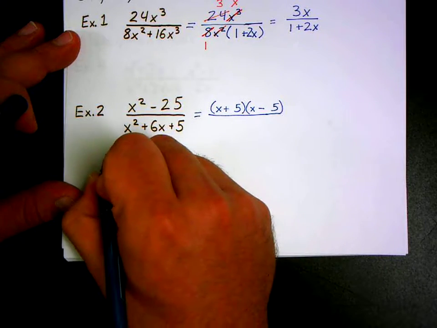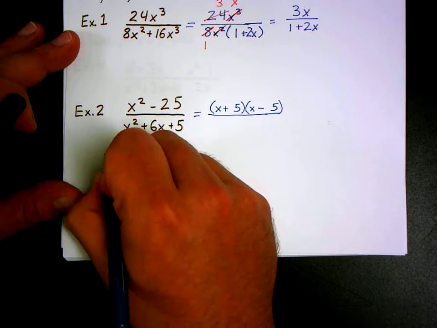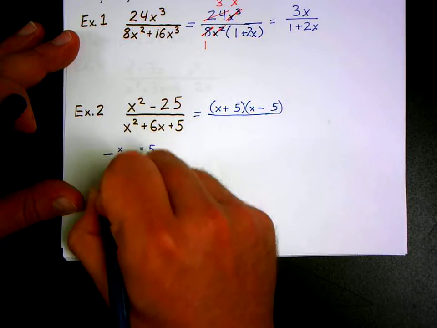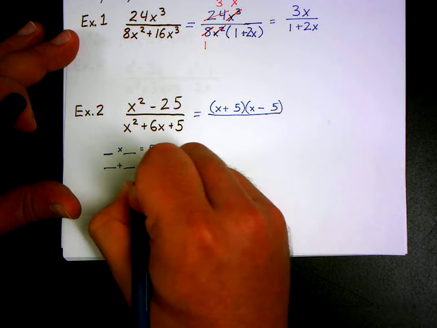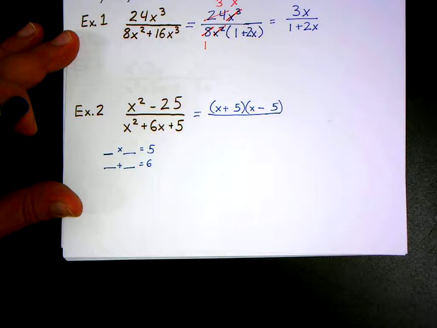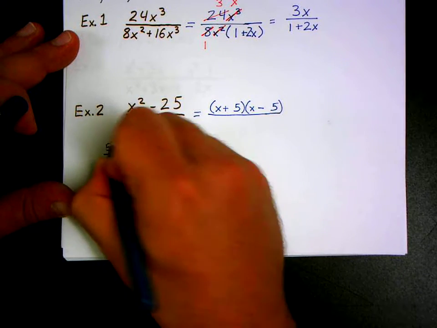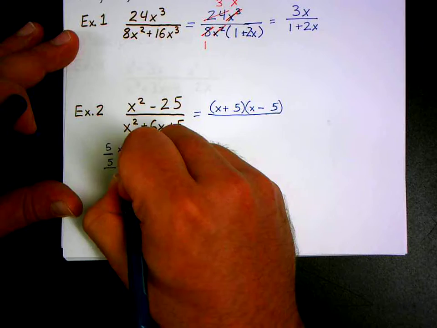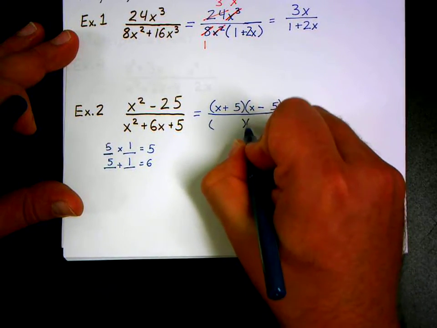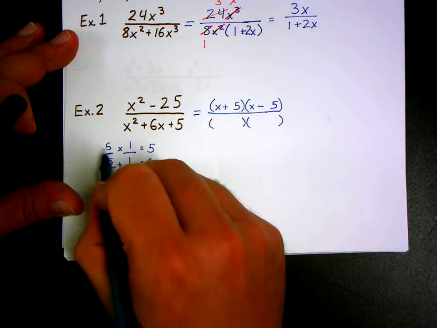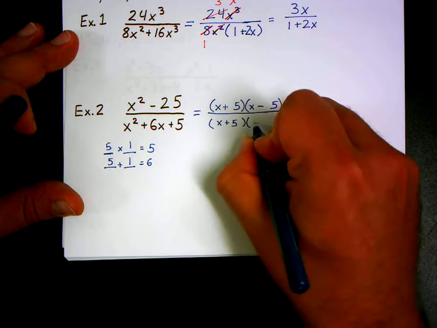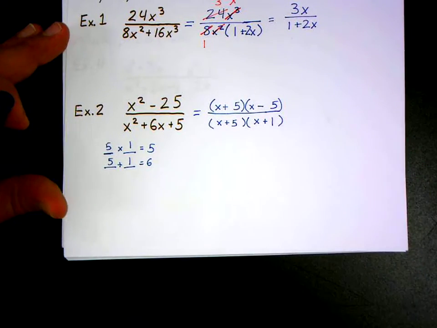We need to find two numbers that multiply to be the last number and add to be the middle number. So in this case, that would be 5 and 1. Now, the shortcut says as long as there's a 1 in front of that x squared, these are my answers. So I have an x plus 5 and an x plus 1.